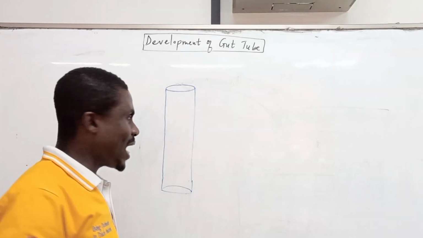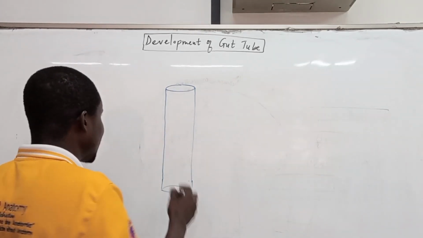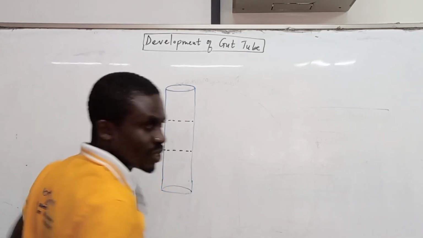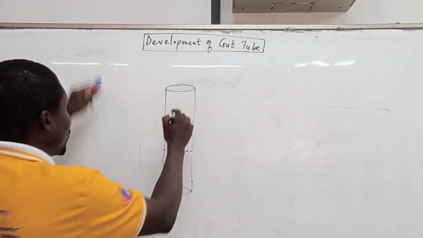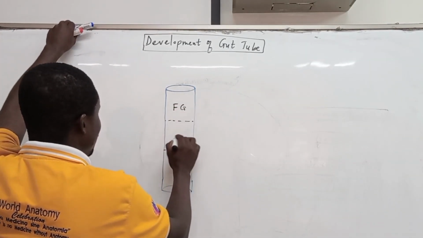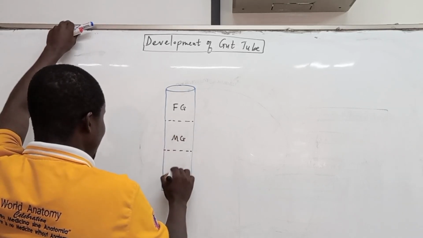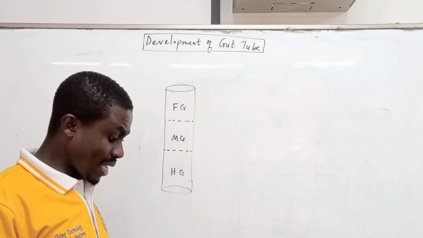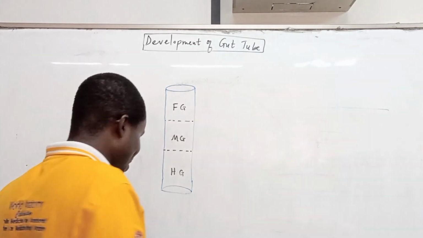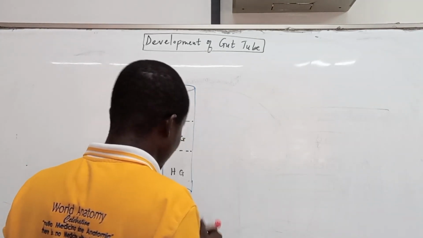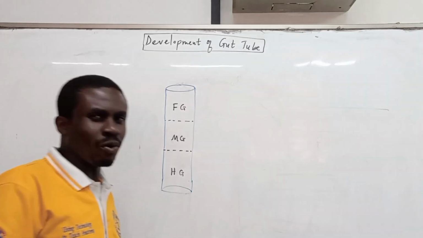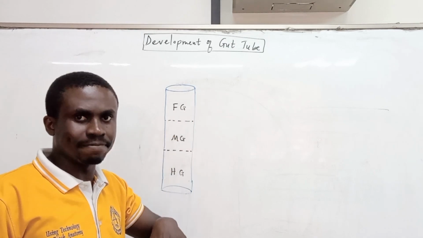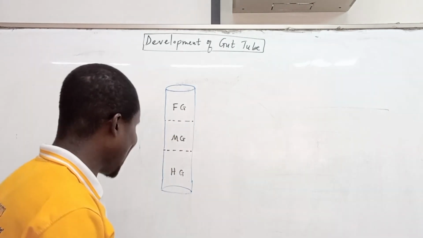Now, this gut tube that we are saying we've differentiated into three. So let me say there's one portion here and then another portion here. Namely, what we call the foregut, FG. We have the midgut, MG. We have the hindgut. Okay, that's what we have. And then one thing I want you to appreciate is that I want you to know about the junction. Between the foregut and the midgut, there's a junction.